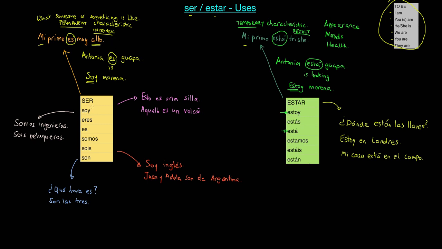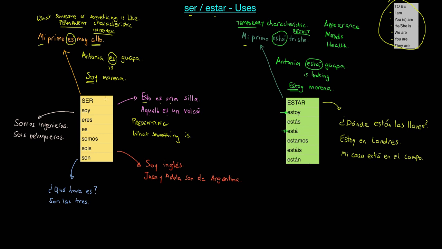And now we're focusing on ser, okay? So the next example of ser is this. Let's look at this example. Esto es una silla. This is a chair. Aquello es un volcán. That is a volcano. What are we doing here? We are presenting. We are saying what something is. So whenever we do this, we're going to use ser.